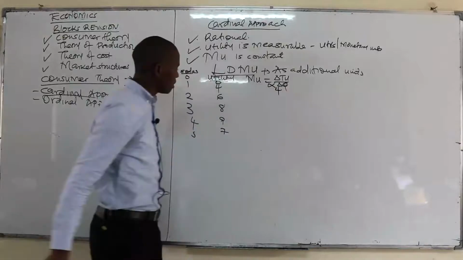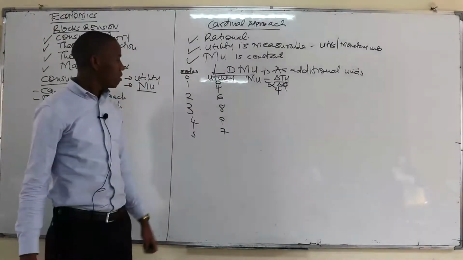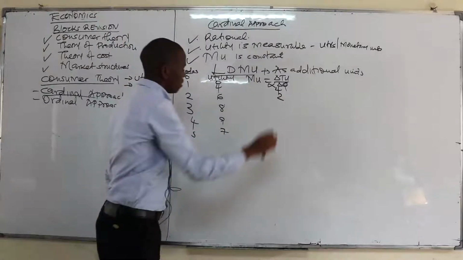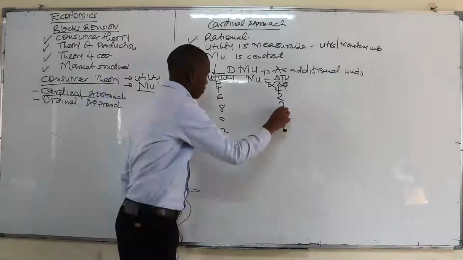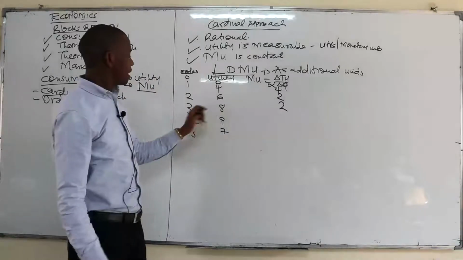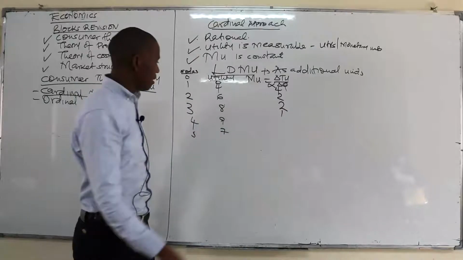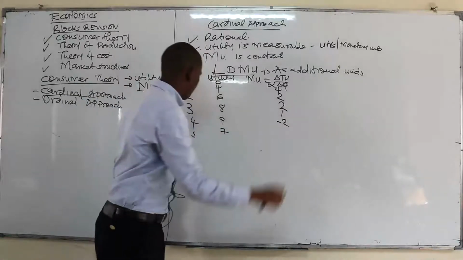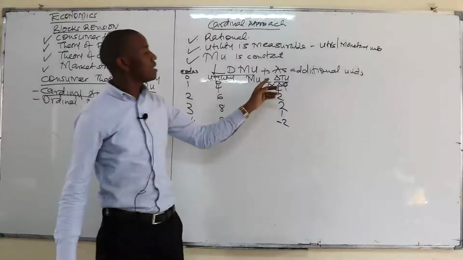Sindio? 6 minus 4, it will be 2. Sindio? Hii ingine 8 minus 6, 2. 9 minus 8, 1. 7 minus 9, negative 2. Sindio? Inaenda hivyo. So as you can see in this case, the marginal utility is doing what?